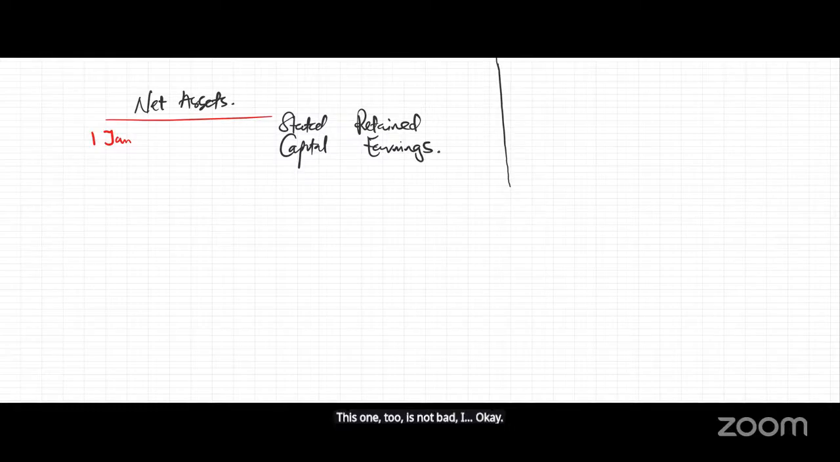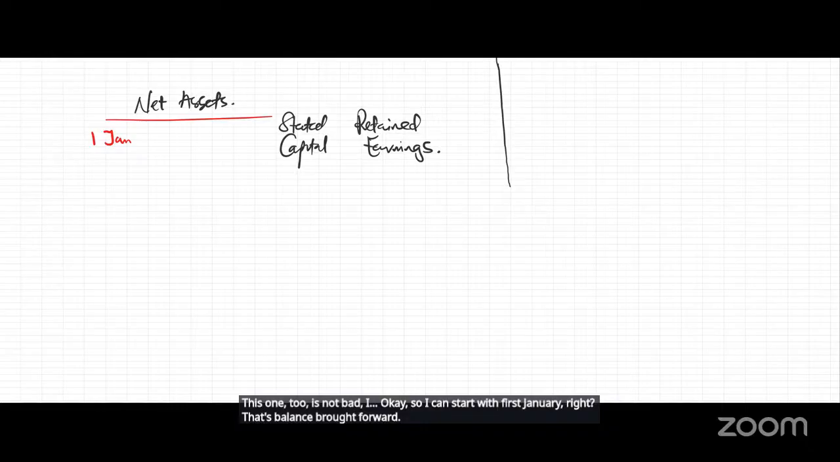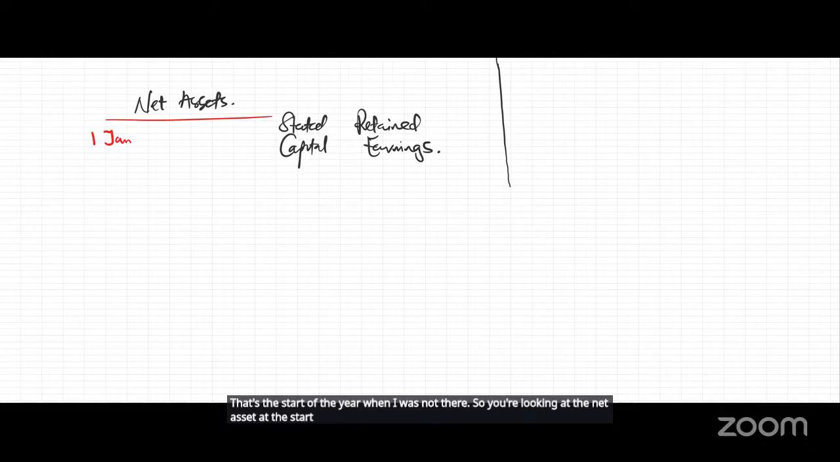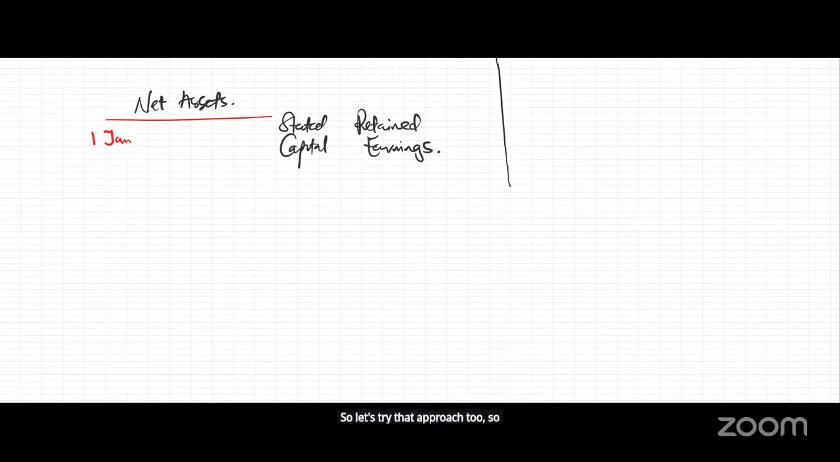So I can start with 1st January. That's balance brought forward, the start of the year when I was not there. So you're looking at the net assets at the start of the year when you were not there. Let's try that approach too, so that you understand what I mean. You can only pick the retained earnings account though, but let's just see. So balance brought forward, that's 1st January 2024.